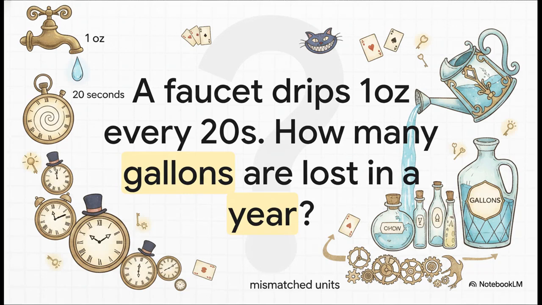So, here's our puzzle for today. We've got this tiny drip, right? We're measuring it in ounces and seconds. But the question is asking for the total waste in gallons over an entire year. The units are completely mismatched. So how in the world do we get from this tiny little drop to what's probably a massive flood? Well, that's exactly the challenge we're about to solve.